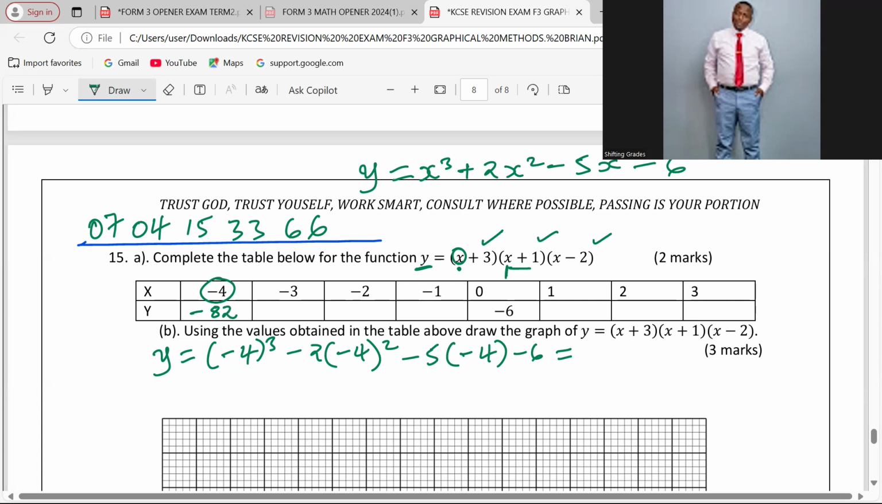We use negative 3 now instead of negative 4. So negative 3 power 3 minus 2 into negative 3 power 2, then minus 5 into negative 3, then minus 6. This is giving me exactly negative 36. Yeah, negative 36. Then negative 2. We begin with negative 2 power 3 minus.